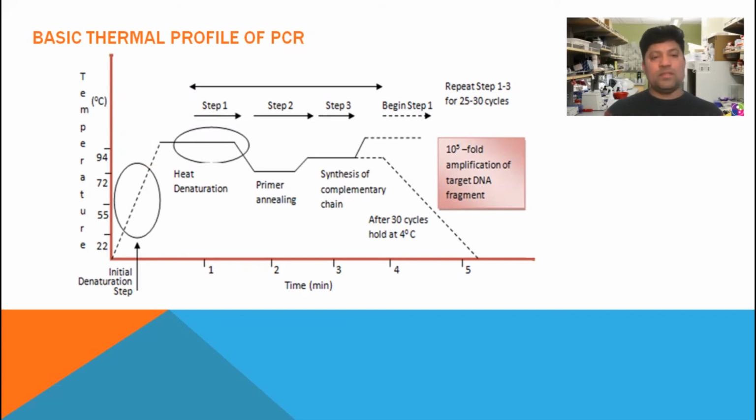In step 1, a temperature of approximately 95 degrees centigrade is maintained for about 1 minute or 60 seconds, called heat denaturation. At this phase, the DNA strand is split into two chains. The second step is called primer annealing. A temperature of about 75 degrees centigrade is maintained for approximately 40 to 50 seconds. The third step is called synthesis of the complementary chain. It comprises approximately 50 seconds at a temperature of about 94 degrees centigrade. And this is the fundamental basic profile or introduction to the operation of the PCR machine.